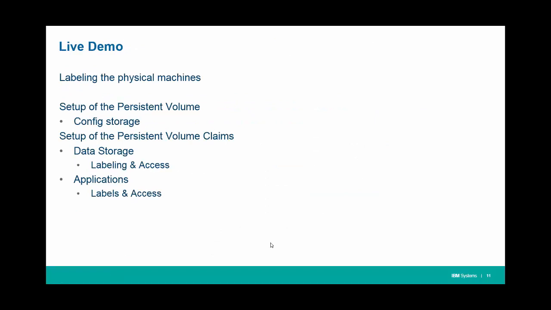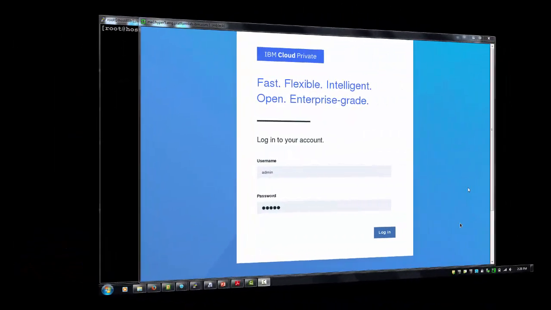Okay, so I'm going to switch over to my live environment and I'm going to perform the following steps. I'm going to label my physical machines so they're ready to go. I'm then going to set up a persistent volume. This is going to be used to hold the configuration for the cluster. Then I'm going to set up two other persistent volume claims, one for the data storage and another for applications.